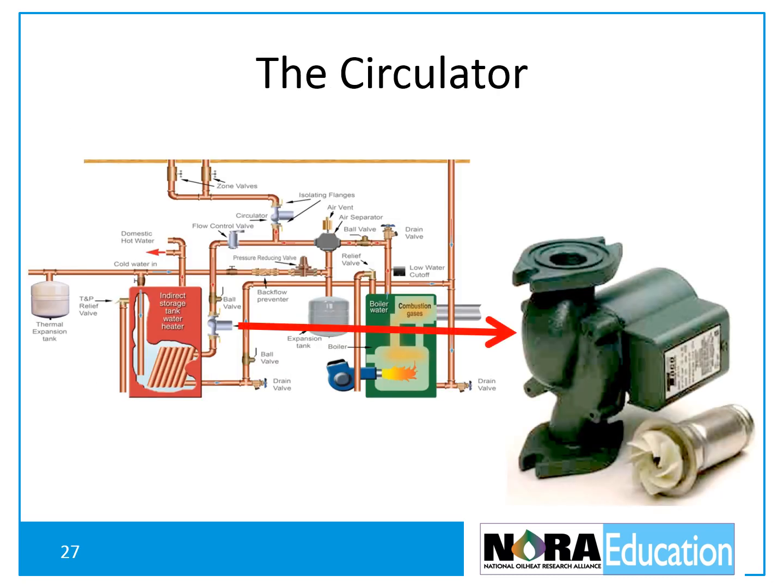Next, we will look at a circulator. A circulator's job is to take water from the boiler and move it through the installed radiation and return it to the boiler. It does this by creating a pressure differential. It takes water in at a given pressure and then sends it out at a higher pressure.